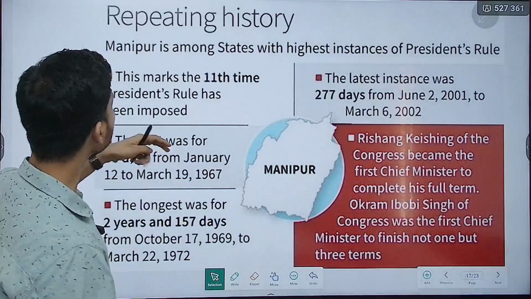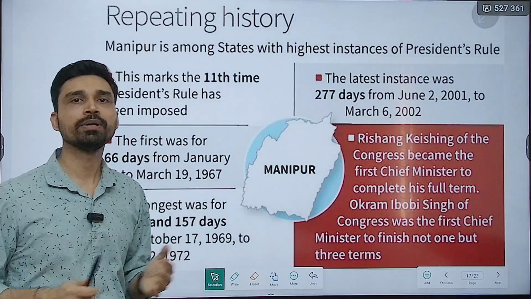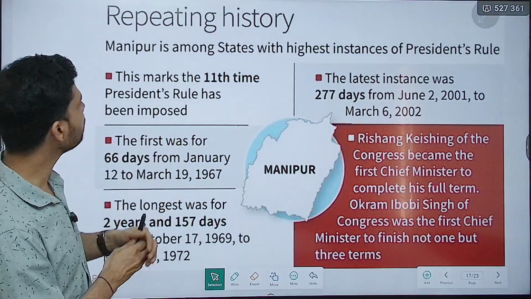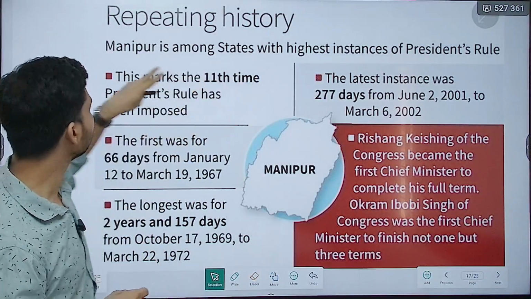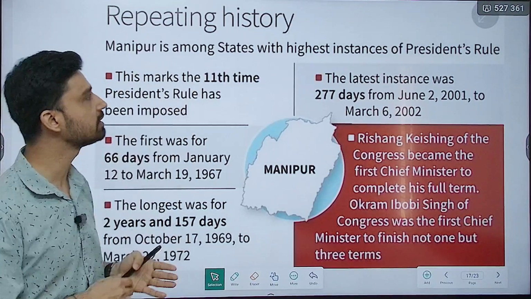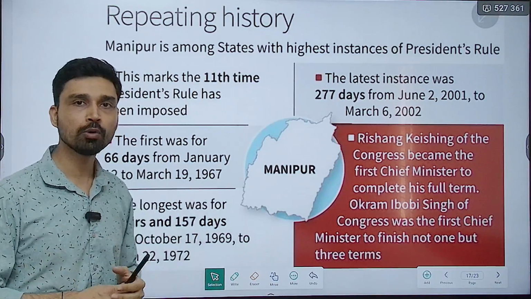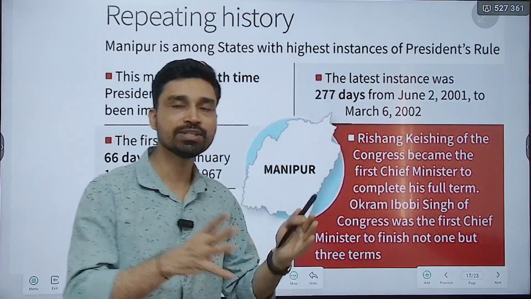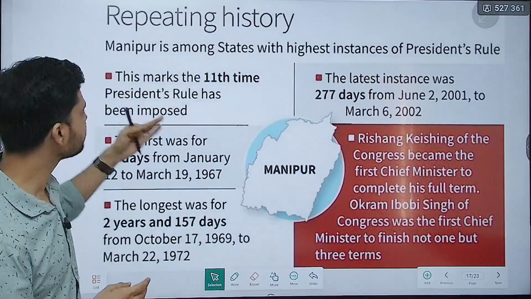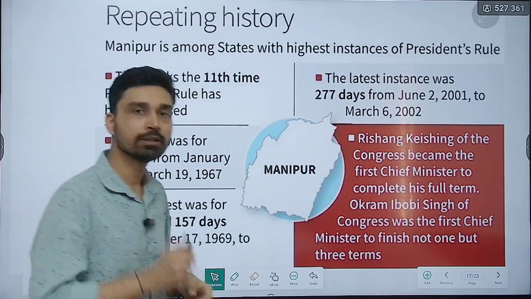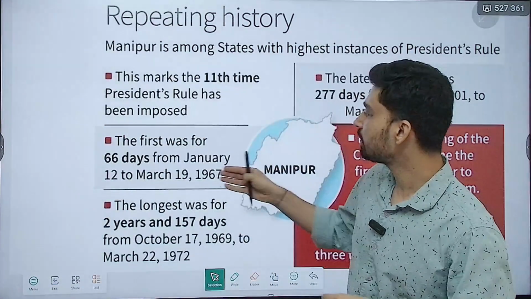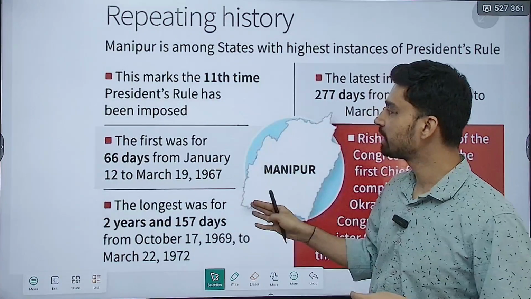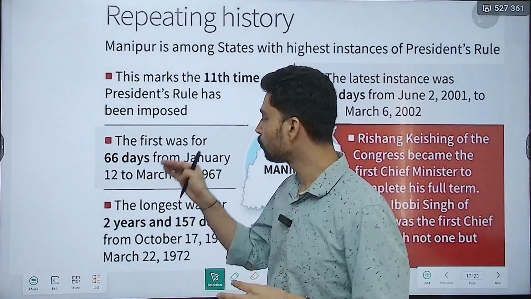Now, when you talk about Manipur and President's rule, it has a long history of such rule. For example, it marks the 11th time President's rule has been imposed in this state. Across India, Manipur is counted among the states with the highest instances of President's rule. The number, as discussed, is 11. The first such instance was from January till March 19 in the year 1967, when President's rule was imposed for 66 days.